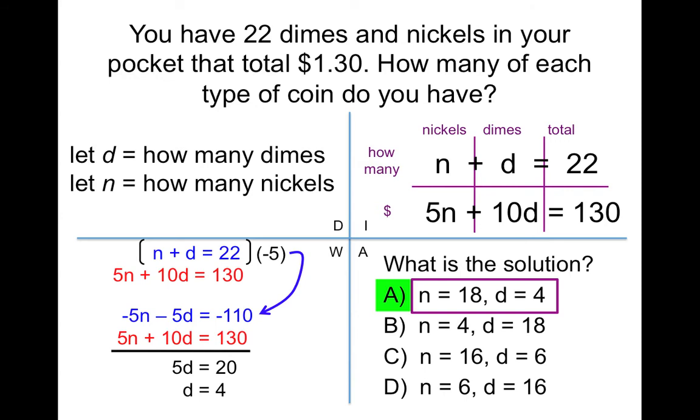So to recap, we defined our variables based on what the question was asking us to find. We organized the two different types of information in a table. We wrote and solved two equations for the two unknowns, and then we wrote our answer.